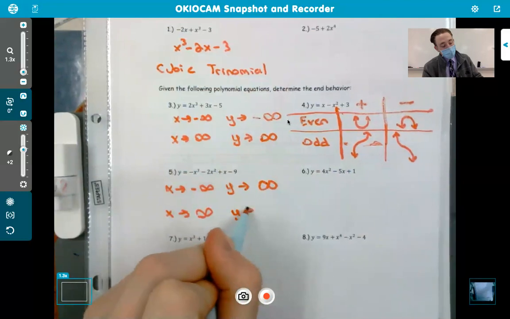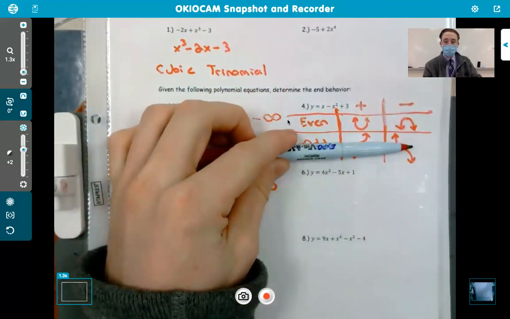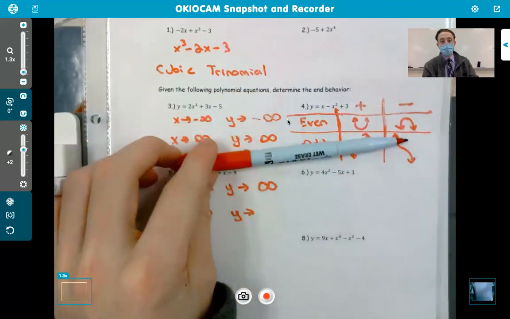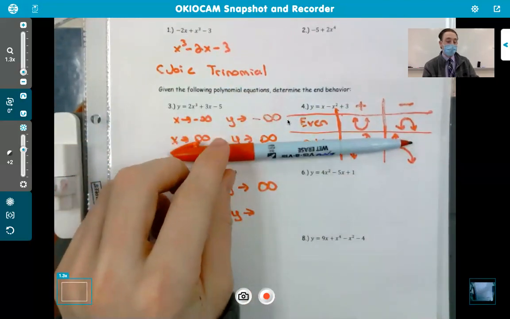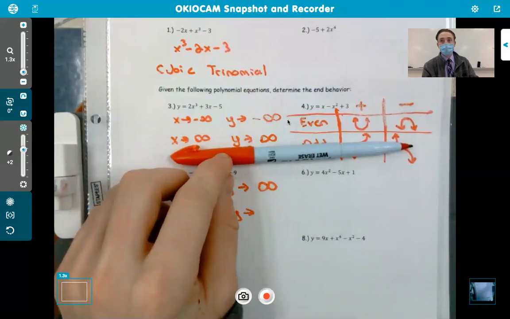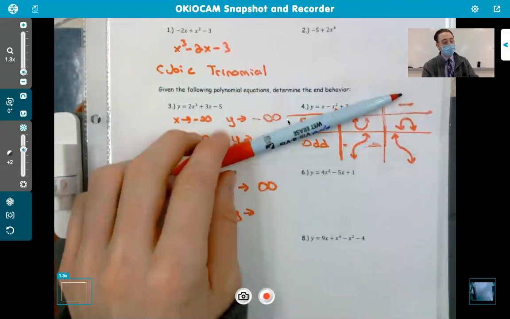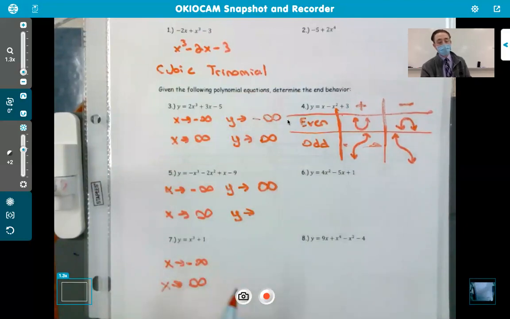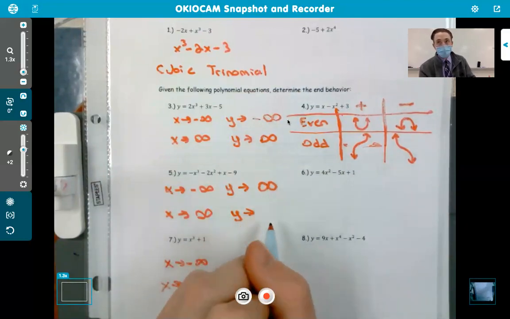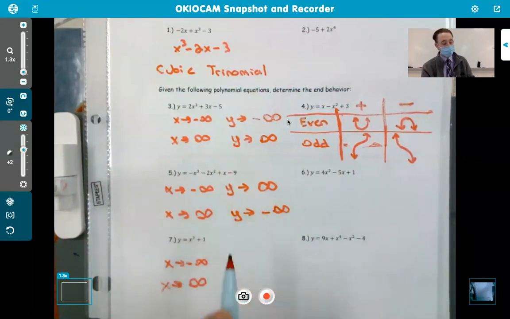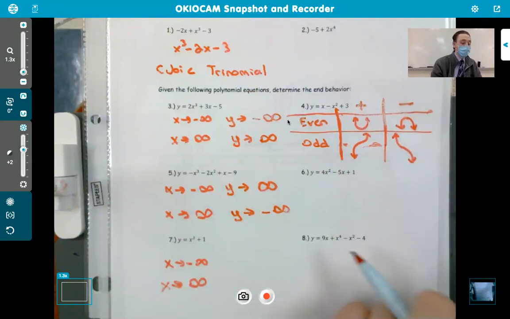As my graph is going towards positive infinity, what are my Y values doing? Are they increasing or decreasing? Decreasing, so my graph is going towards positive infinity or negative infinity? Negative infinity. Good. Any questions about number 5? Last one, somebody from home.